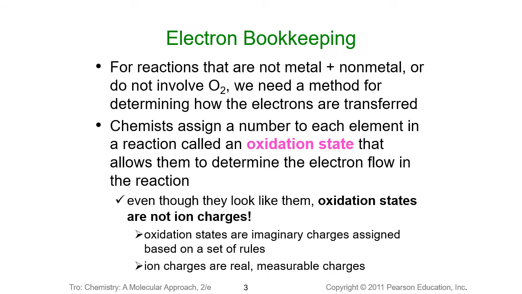In some chemical reactions, it's pretty easy to determine the flow of electrons, such as if we have a metal or a nonmetal, we can look at the charges to see where those electrons are transferred. Some reactions are not that straightforward, and so we've come up with a way to keep track of the electron flow using something called oxidation state. Many times the oxidation state is going to be equal to the charge of the element. However, sometimes we're going to use it in places where we have covalent bonds, and so they are not charges, even though they look like them. They are an imaginary way of keeping track of where the electrons are going. So ion charges are real. We can measure those. Oxidation states are not real.